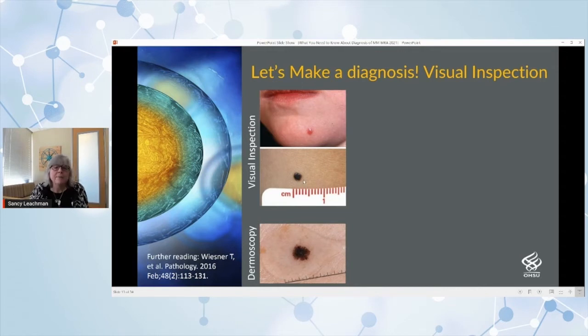Everything looks great. But if you look at it with a dermatoscope, and a dermatoscope is just a magnifying glass that sometimes has polarized light, and sometimes you use oil like you see here to allow the transmission of the light to be better.